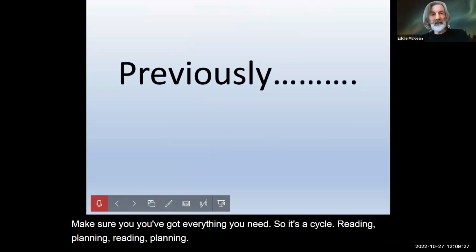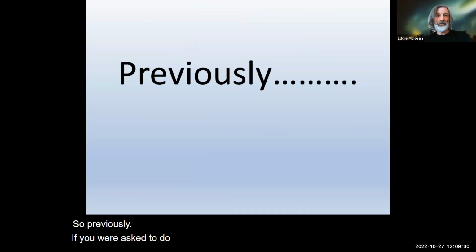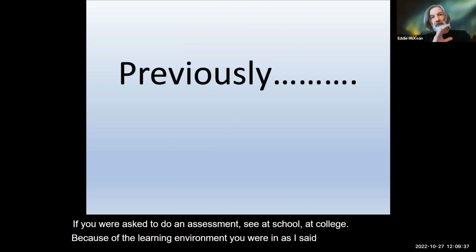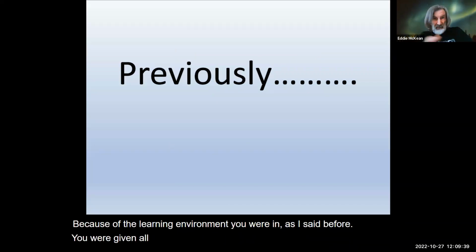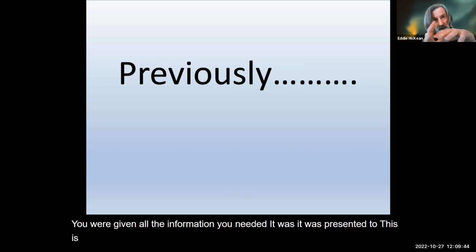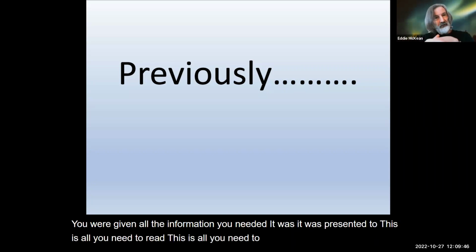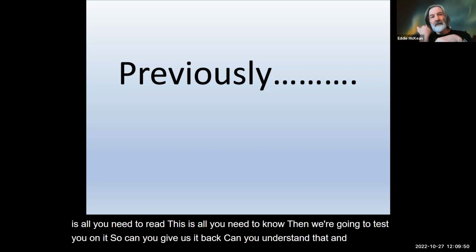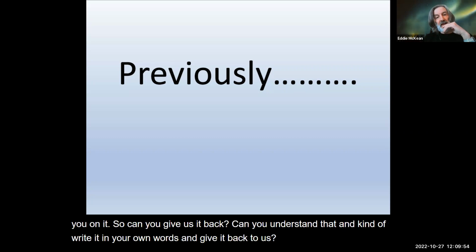So previously, if you were asked to do an assessment, say at school or at college, because of the learning environment you were in, as I said before, you were given all the information you needed. It was presented to you. This is all you need to read. This is all you need to know. Then we're going to test you on it. Can you give us it back? Can you understand that? And can you write it in your own words and give it back to us? That's what it used to be like.